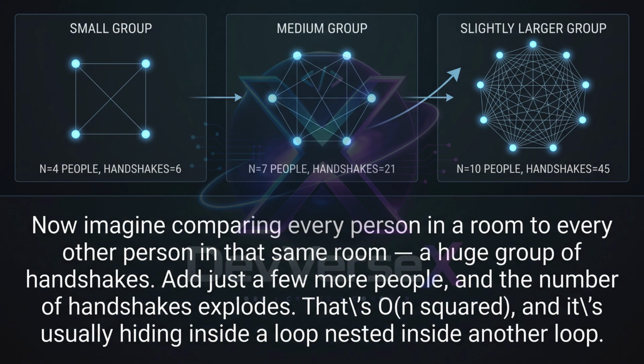Now imagine comparing every person in a room to every other person in that same room, a huge group of handshakes. Add just a few more people, and the number of handshakes explodes. That's O(n²), and it's usually hiding inside a loop nested inside another loop.